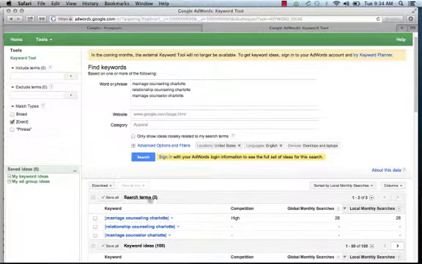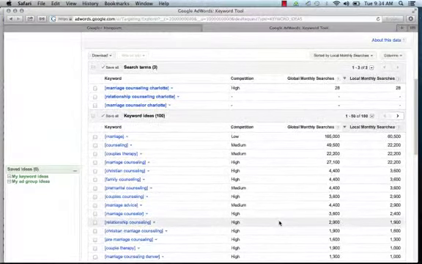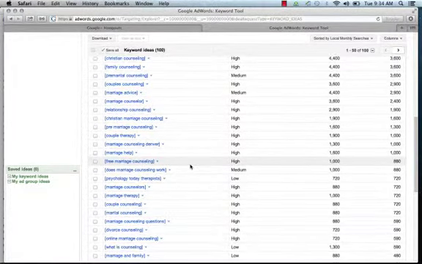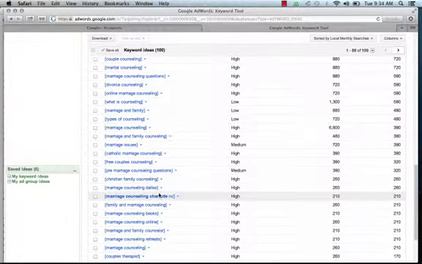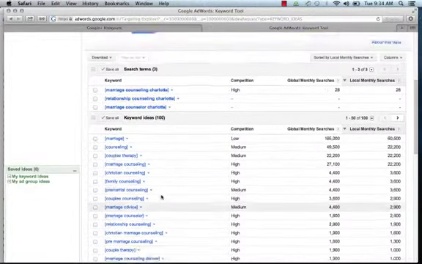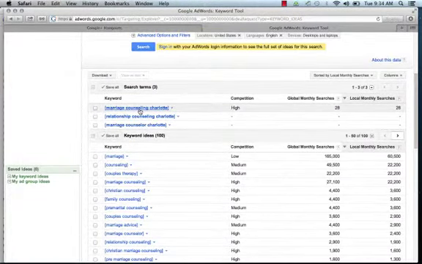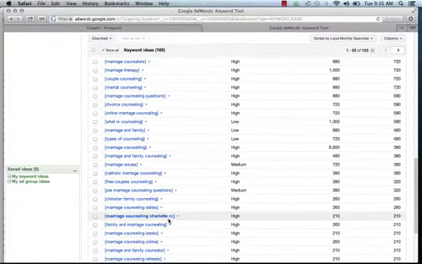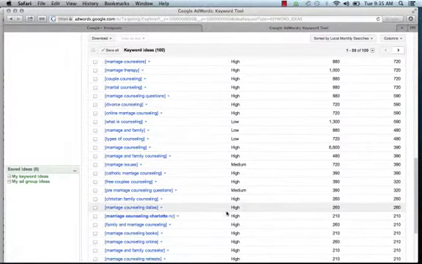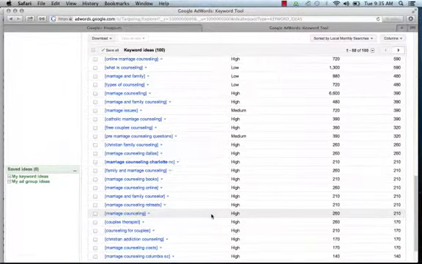So they say that marriage counseling Charlotte has about 28 searches. Now the related searches down here didn't come in except marriage counseling Charlotte, North Carolina. Isn't that interesting? So here, just marriage counseling Charlotte has 28 exact local monthly searches, but Charlotte NC has 210. Now this is a great keyword to go for if you are in Charlotte, North Carolina.